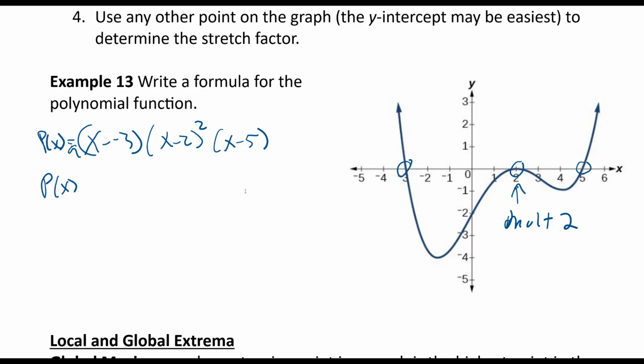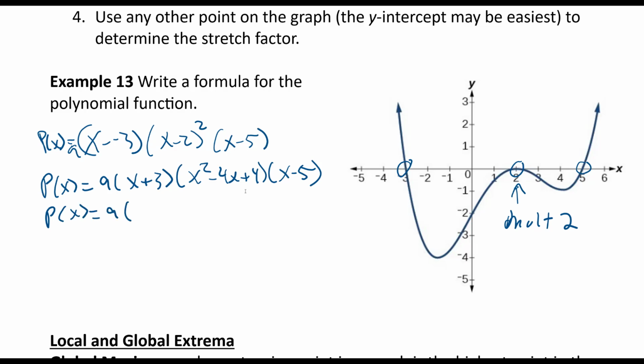So p of x equals a times x plus 3 times, and I know the x minus 2 squared is x squared minus 4x plus 4, just FOIL it out if you need to, times x minus 5. So p of x equals a times x plus 3 times x minus 5, which is x squared minus 2x minus 15, times x squared minus 4x plus 4. Do they want this in factored form? I guess that's the big question. And they leave it in factored form, so I'm doing a lot more work than we need to.